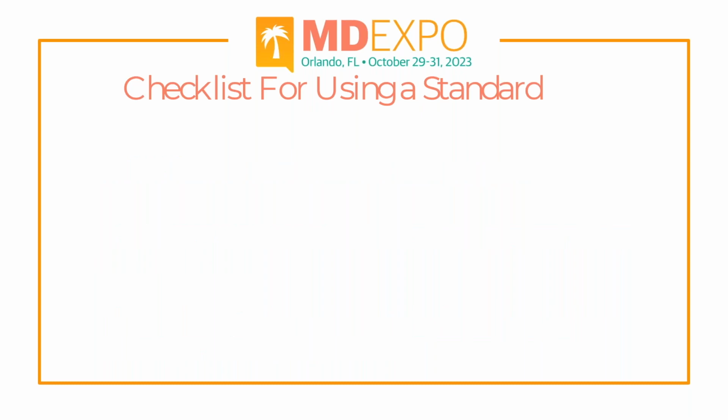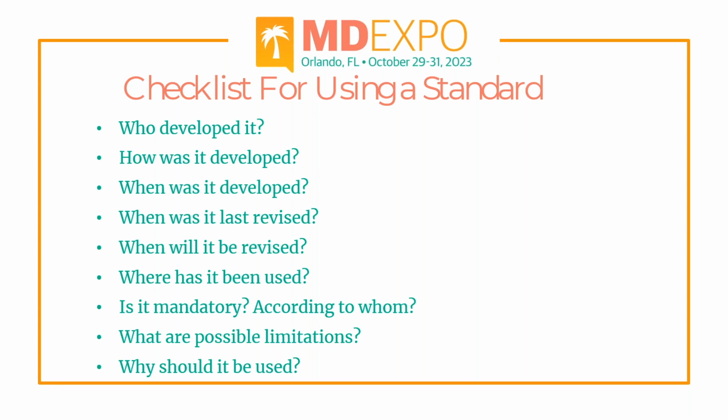Okay, so this is a quick checklist that I have for when you're using a standard. You need to know who developed it, how it was developed, when it was developed, when it was last revised, when it will be next revised, and where it has been used. And this is the key question: is it mandatory? I can write a standard, it doesn't mean a thing. It has to be mandatory by some authority having jurisdiction. If Arif says that, it doesn't mean a thing. It has to be an authority having jurisdiction.